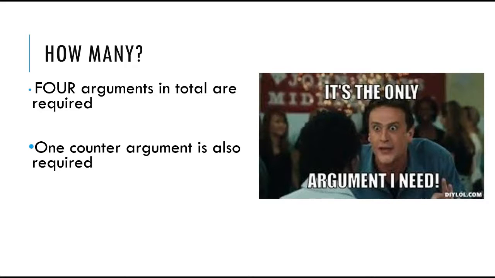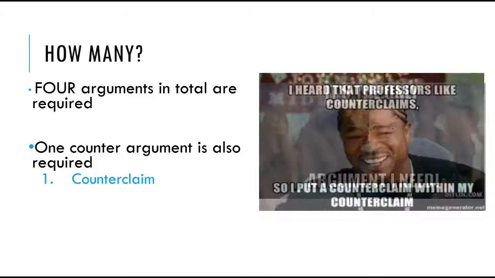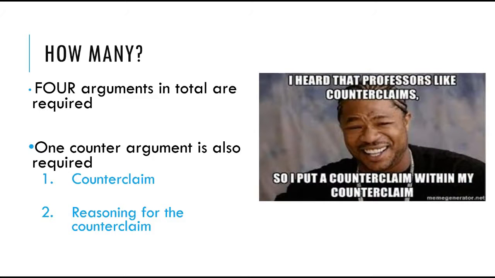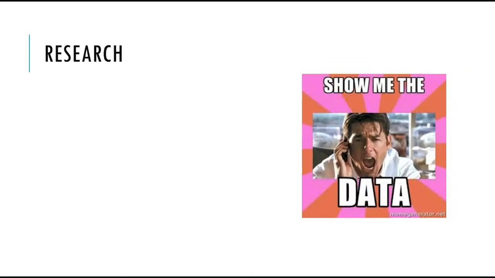Just like Toulmin's model, as far as an argument being claim, data, and warrant, there are 3 steps. 1 is a counterclaim. 2 is a reasoning for the counterclaim, and 3 is a rebuttal. This is what I covered in an earlier homework, so just go back if you have any questions. And in case you're wondering, you cannot put a counterclaim in a counterclaim, but professors do love counterclaims.